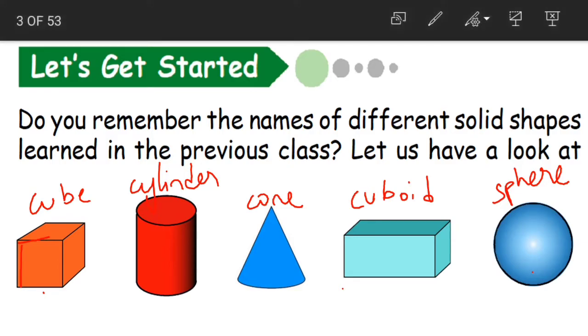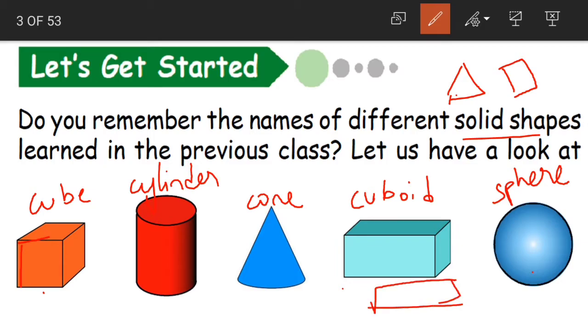These are not just simple shapes, like this would be a triangle, or this would be a square. What are solid shapes? Solid shapes are the 3D shapes. For example, you have a pencil box. If you look at it from the top, it will be a rectangle. When you take it in your hand and look at it, can you say that it is in the shape of a rectangle? No, it will be in the shape of a cuboid.